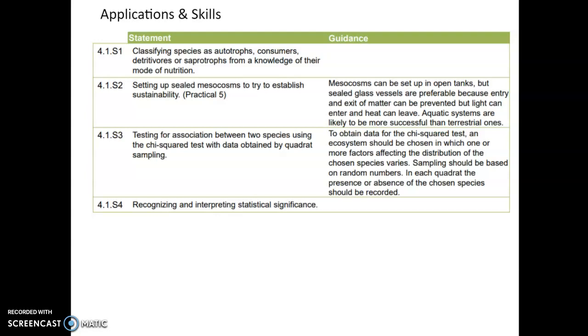We'll talk about what those are. And then we've got some math skills here. We've got a test for the association between species using a statistical test known as the chi-square. We're also going to recognize and interpret the statistical significance of our results. And then another skill we'll have is doing some quadrat sampling, a classic field study method to help determine the quantities or densities of species in a given area. And that's really a great tool, a very common tool for ecologists to use.